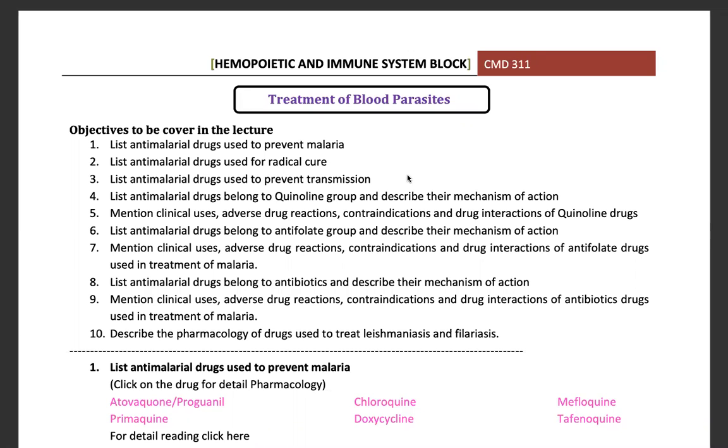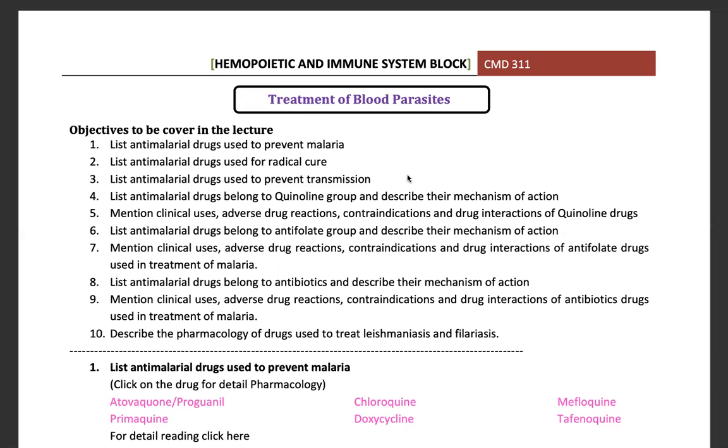Mention the clinical uses, adverse drug reactions, contraindications, and drug interactions of the anti-malarial drugs from the quinoline categories, from the antifolate categories, and from the antibiotics, including their mechanisms of action. And the last one is the pharmacology of drugs used to treat leishmaniasis and filariasis.